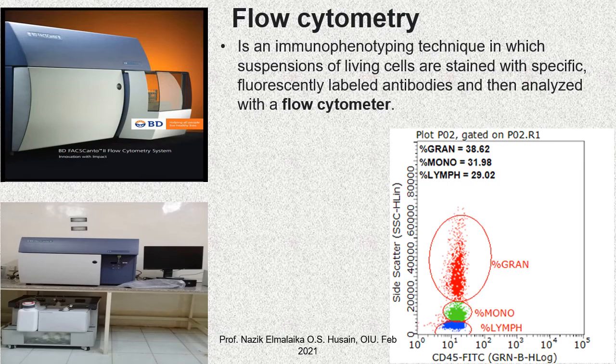This is a web-based image of a flow cytometry machine, and this is the same machine here in Khartoum Oncology Hospital. The results are shown in different colors. For example, this apparatus uses red for granulocytes, green for monocytes, and the lymphocytes. It diagnoses different diseases, mainly leukemias.